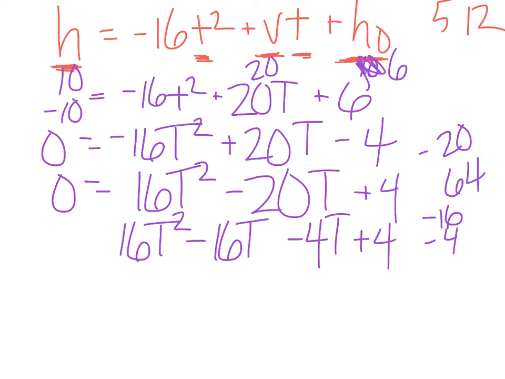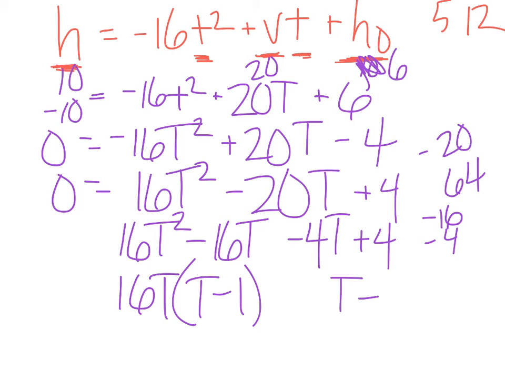Okay? Continuing my factoring out, I'm going to end up with 16t times t minus 1 for that part. And it'd be really nice to get t minus 1 over here, which I think means I need to factor out the negative 4. And I'm going to get t, and take a negative 4 out of 4, you get negative 1 left, because negative 4 times negative 1 gives you positive 4. Alright, so that's what we have so far.